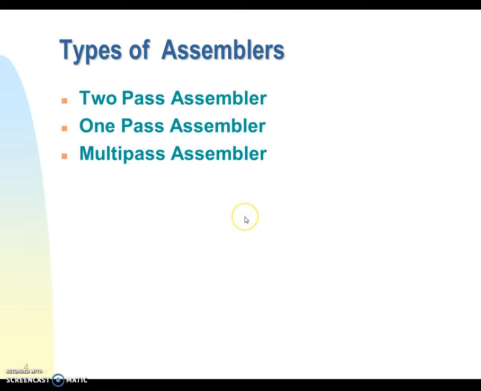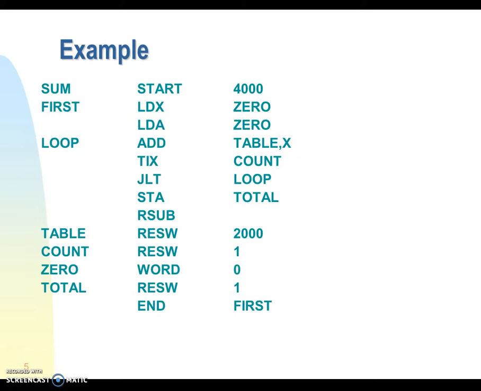See, coming to the types of assembler, there are three types of assembler: two-pass assembler, one-pass assembler, and multi-pass assembler. So what actually does this pass mean? A pass is a scan over the source input. Here the source input is the assembly level language program. So we'll take them one by one.